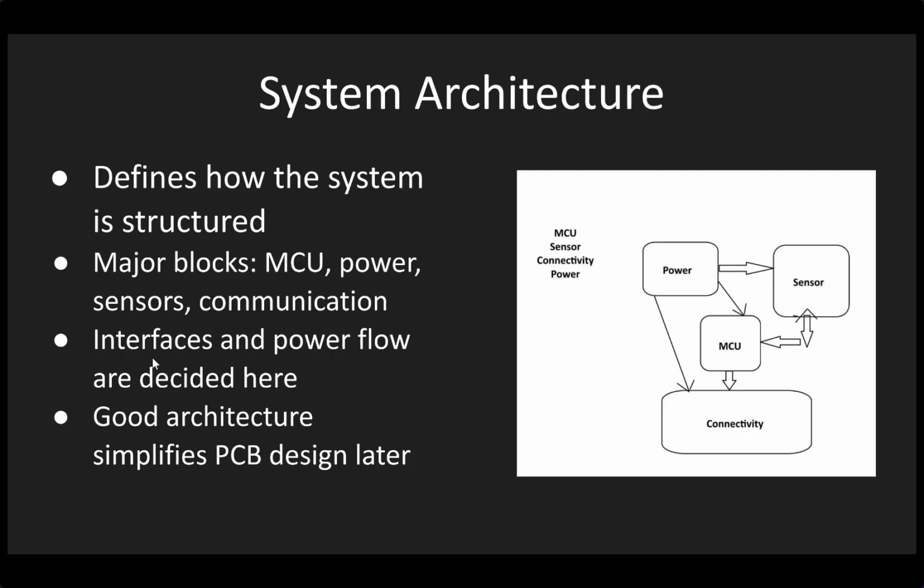So in all this part also, I wrote interfaces and power flow are also decided in the system architecture. Then at the last, I wrote good architecture simplifies PCB design later. So when you have a good system architecture, it helps you simplify your PCB design and it helps you simplify your entire hardware process. It helps you know the kind of component to select.